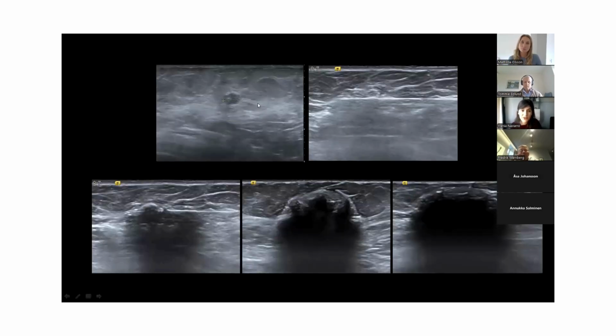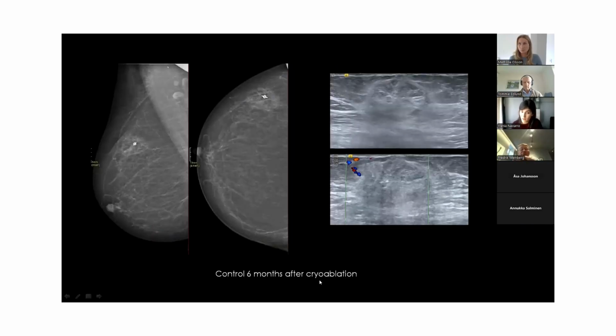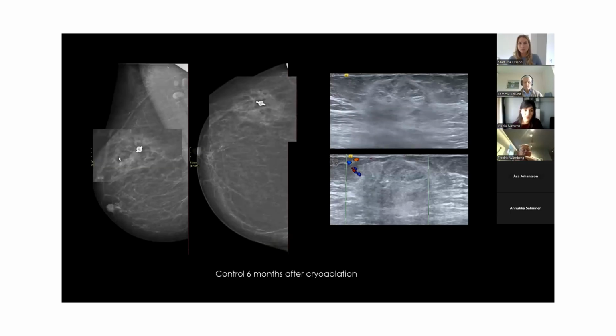This is the procedure, the lesion. We marked it with a marker to not lose it because it was a really small lesion. This is the needle and the ice ball created as always surrounding the tumor completely. And we use the regular protocol. This is 6 months after cryoablation. You can see in mammography, this fat necrosis changes.